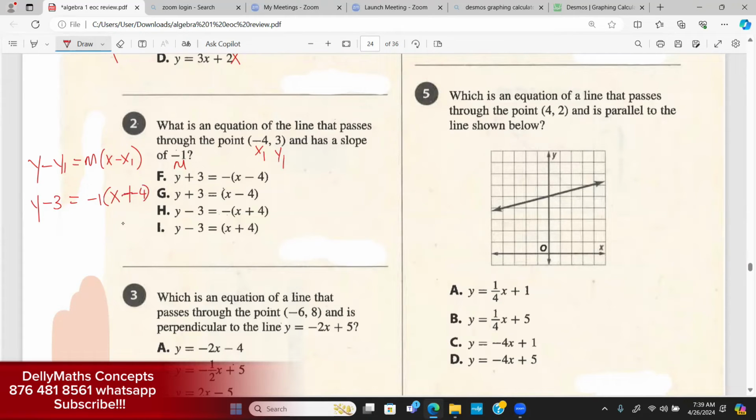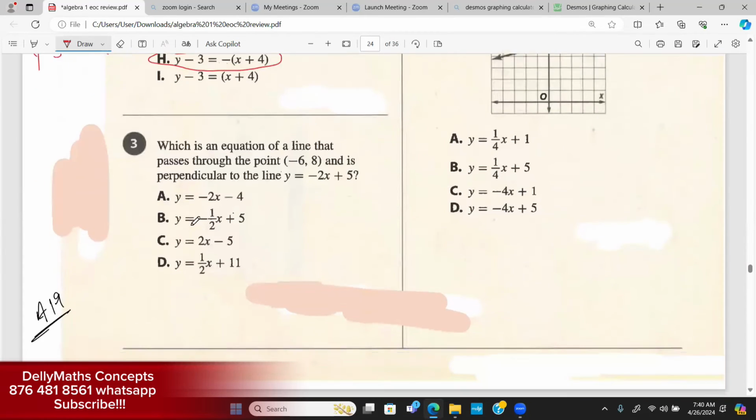I'm looking for anything like this. So when you set this up, you want to quickly take a look at what's going on. So my answer is at H, as you could see right there. So you set it up and then you take a look at what's going on right there. My answer is at H. Let's go for number 3.